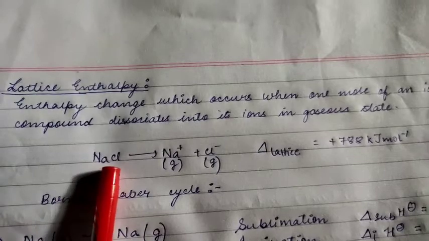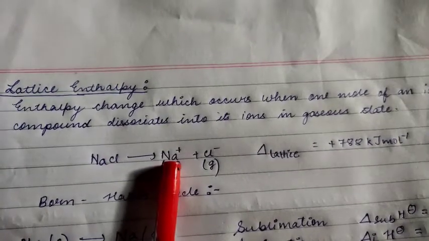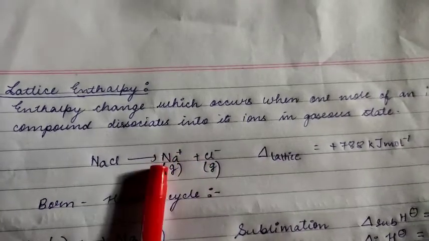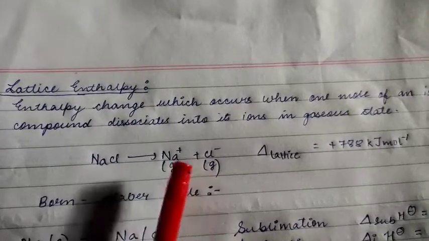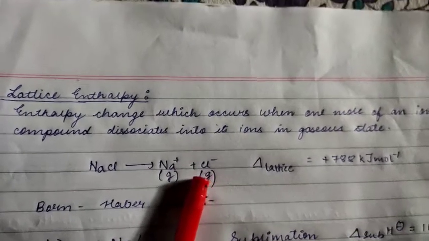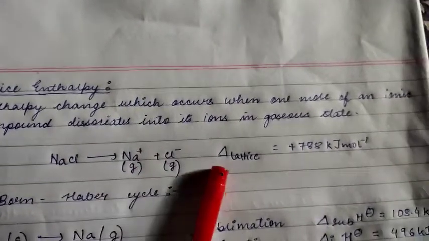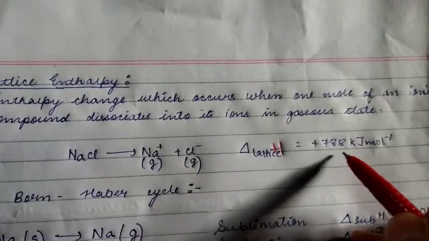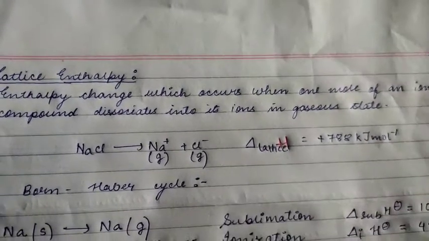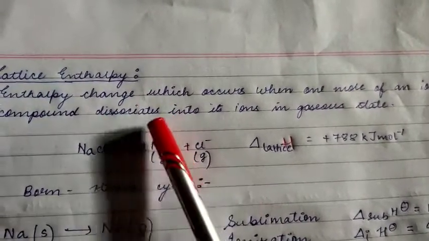It is an ionic compound. So when this ionic compound is broken down into its ions, which are the ions? Sodium ion and chloride ion, and if they are in the gaseous state, then this enthalpy required is called the lattice enthalpy. And what is the enthalpy required here? 788 kilojoule per mole.